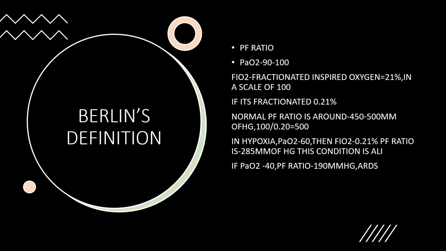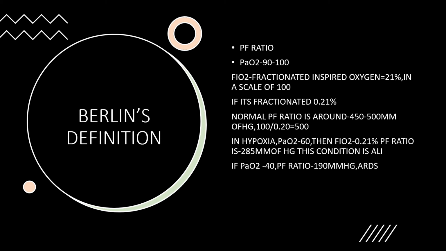How did it come about? Consider this PaO2. Let's consider 100 divided by 0.21. For easy calculation, I just took it as 0.20, so it will be 500. And 450, how did it come? I took 90 and divided by 0.20 for easy calculation again. Actually it is 0.21, but for easy calculation I considered 0.20. So 90 divided by 0.20 is 450, and 100 divided by 0.20 is 500.